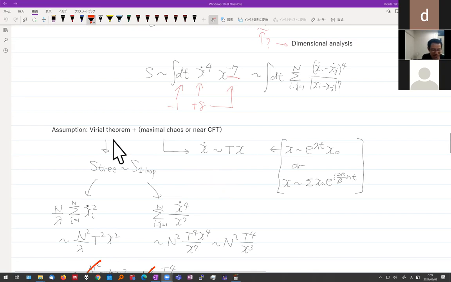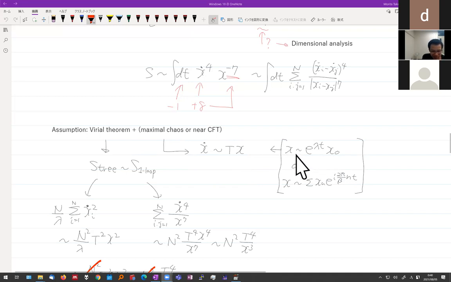Here, this assumption is really not natural, but on the other hand, there is no evidence against it. But as you see, this kind of assumption works very well. There's some argument about this assumption. The first one is that this looks like maximal chaos. If the system satisfies maximal chaos, this x should behave something like this. Here x naught is the initial configuration.